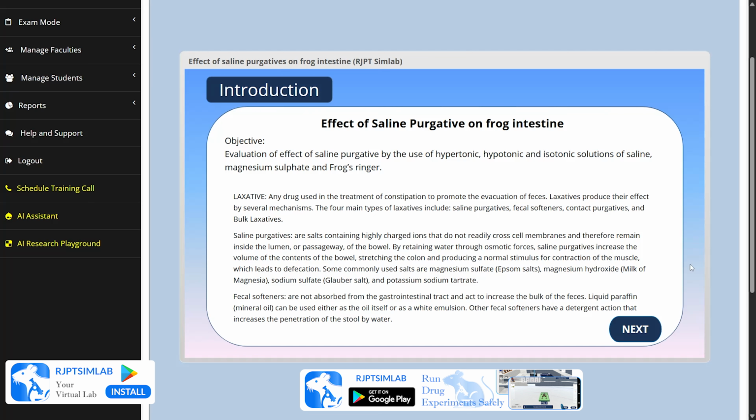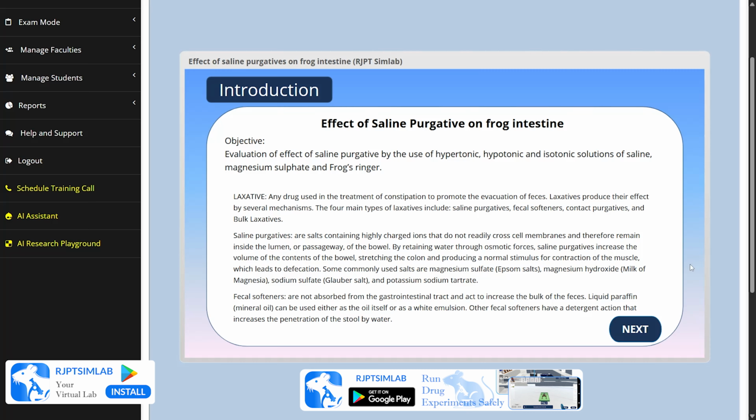At first, let us see the introduction part. But let me tell you about one thing. What is a hypertonic solution? A hypertonic solution is any solution that contains a higher concentration of solute particles and a lower concentration of water particles compared to a cell or any other solution, which means it contains a higher concentration of solute particles and a lower concentration of water molecules.